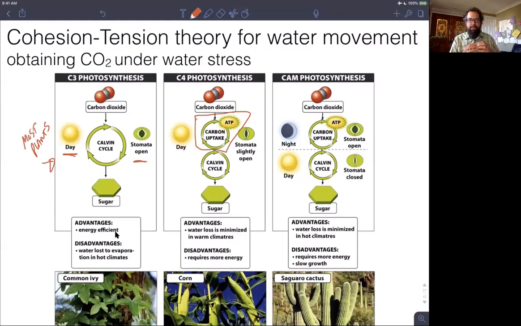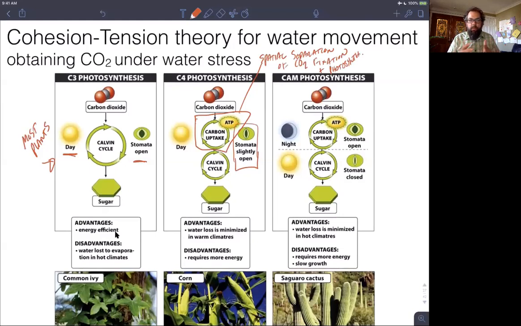What does this do? This allows the stomata to be open for a shorter period of time or only slightly open. Here they show them only slightly open, so you don't have to open them that much. By not opening them that much, you don't lose as much water as quickly, and you can still bring carbon dioxide inside. The key here is this spatial separation, I'll write that down, spatial separation of CO2 fixation and photosynthesis, or the Calvin cycle.